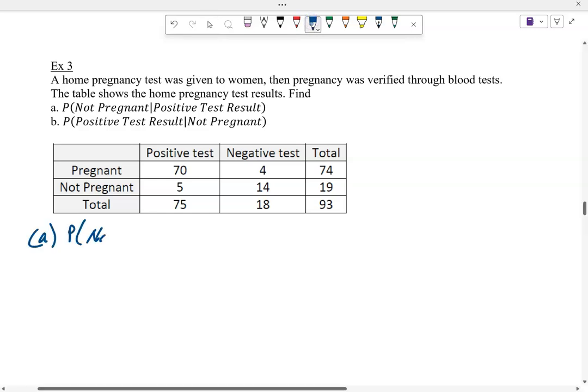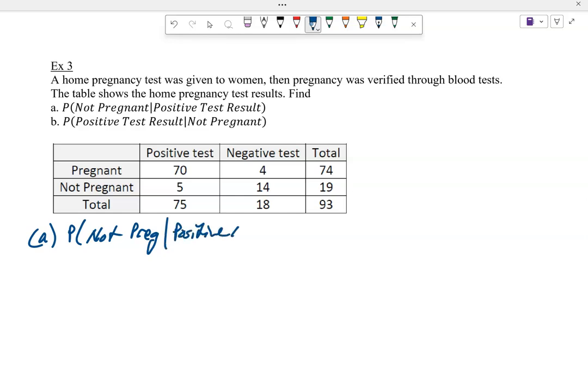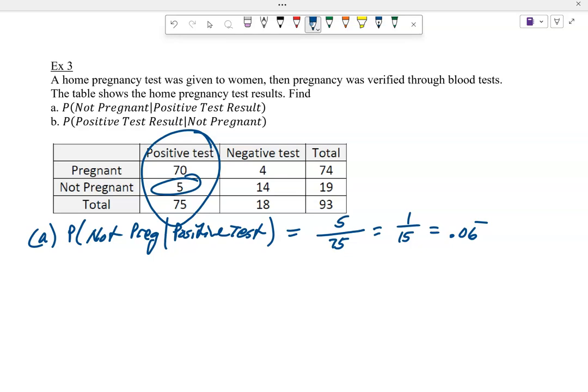All right, probability that you're not pregnant given a positive test result. So I'm only looking at the positive test results. I'm only looking in that bag. In that bag, how many are possible total outcomes? 75. There's 75 people that had a positive test, right? What's the probability I reach in of those 75 and pull out somebody that is not pregnant? 5 out of 75. So both those divided by 5, 1 out of 15, 0.06 repeated.